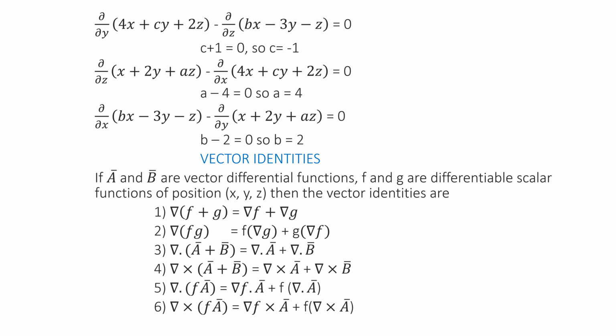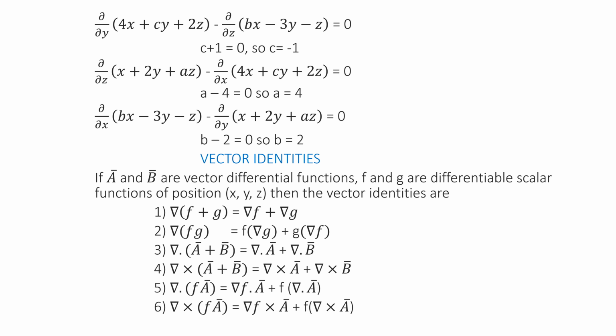So dou by dou y of (4x + cy + 2z) minus dou by dou z of (bx - 3y - z) is equal to 0, and you will get the answer c is equal to minus 1. And dou by dou z of (x + 2y + az) minus dou by dou x of (4x + cy + 2z) is equal to 0. From this you will get a is equal to 4. And dou by dou x of (bx - 3y - z) minus dou by dou y of (x + 2y + az) is equal to 0. So b minus 2 is equal to 0, b equal to 2.